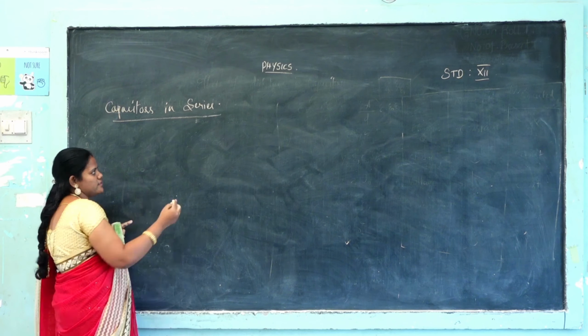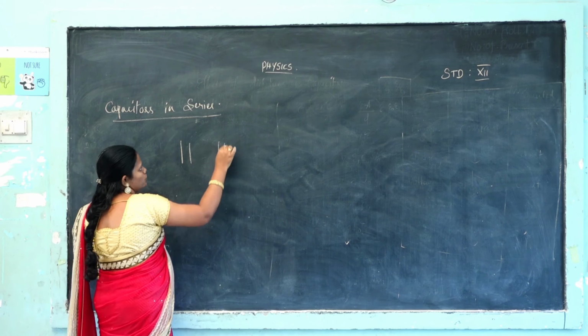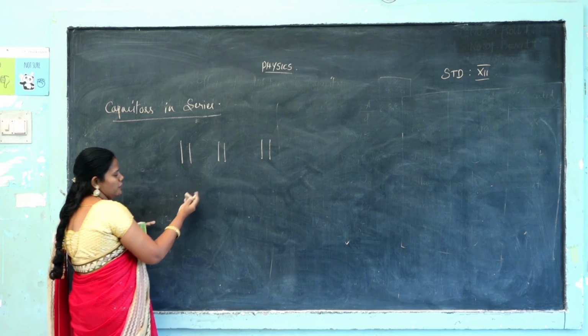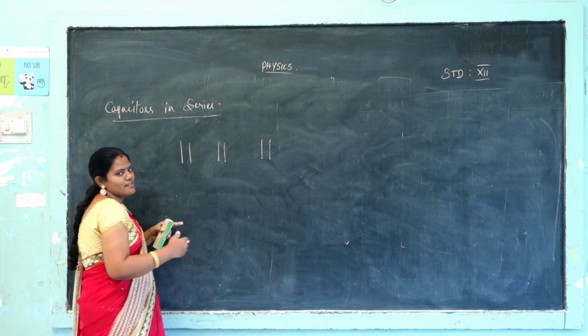Take three capacitors, 1, 2 and 3. They will be connected in series. What's the meaning of series?